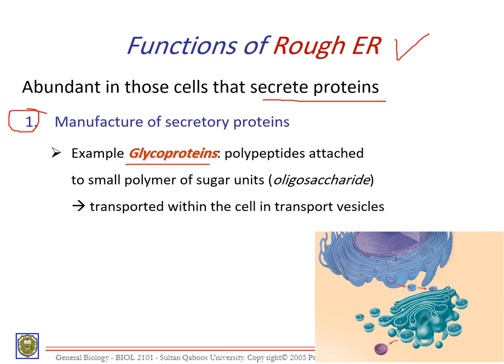And these are transported within the cell in the transport vesicles. So this is the ER here, the rough ER. They produce glycoproteins, and these glycoproteins are normally found on the outer side of the cell. How do they go from the ER to the outer side of the cell? Through transport vesicles. They are produced here in the rough ER, and then they go through the vesicles to the Golgi body, they get processed, and then they leave and go out to the plasma membrane.